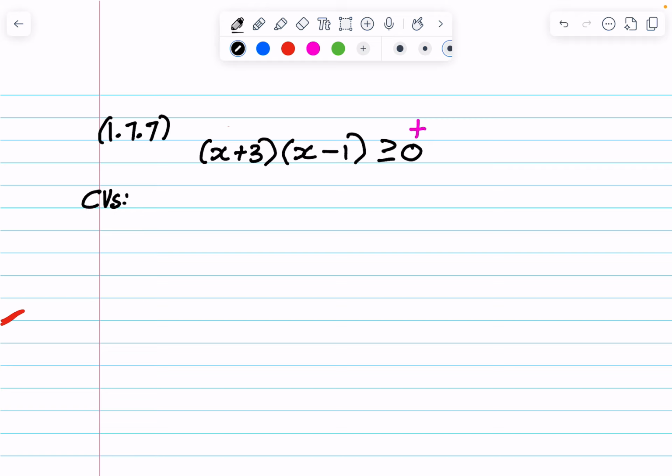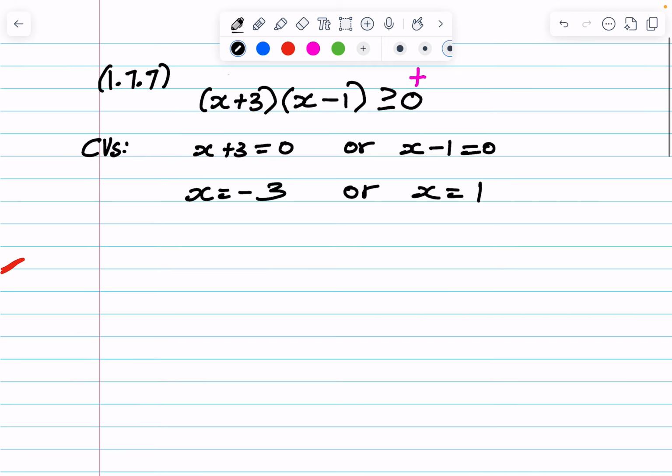So CVs, it's x + 3 = 0 or x - 1 = 0. Then transposing, we're going to have x = -3 or x = 1. Right, those are our critical values. We use them to draw a number line. A number line starts with a smaller number and comes with the bigger one. And we can see that our number line is divided into 3 regions.